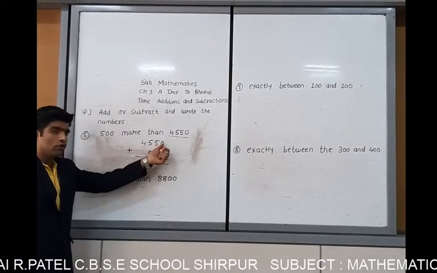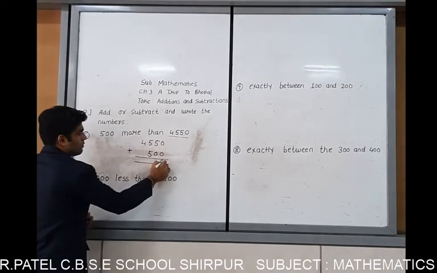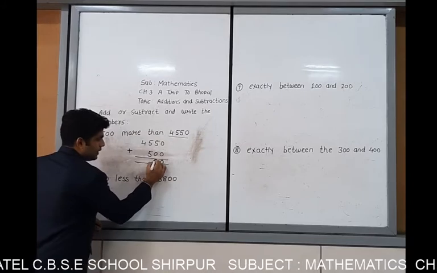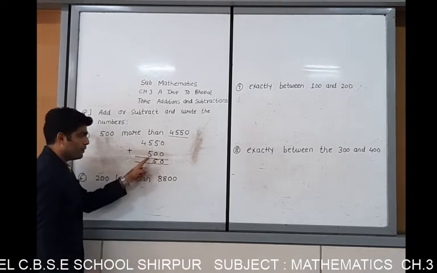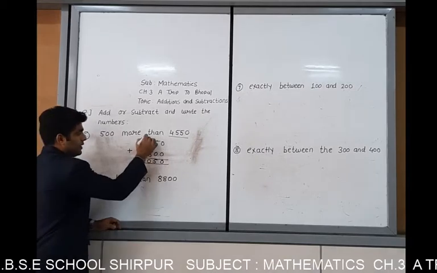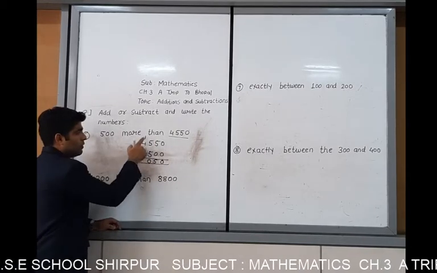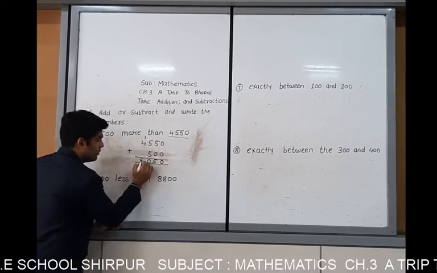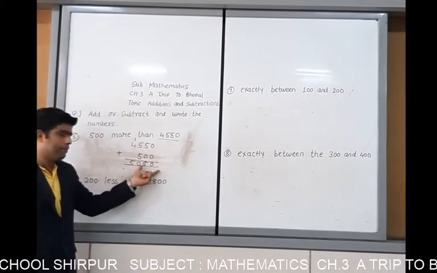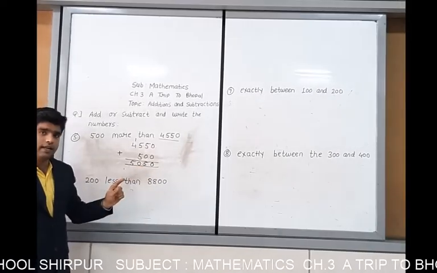Okay. 0 plus 0 is our 0. 5 plus 0 is our 5. 5 plus 5 is our 10. Okay, this is our one also carry. 4 plus 1 is our 5. Okay, so your answer is what? 5050. Okay.